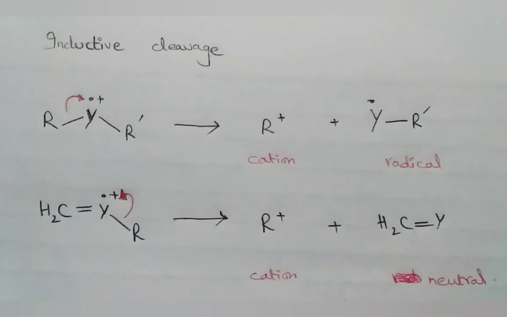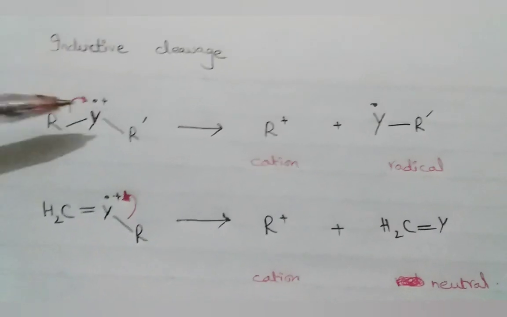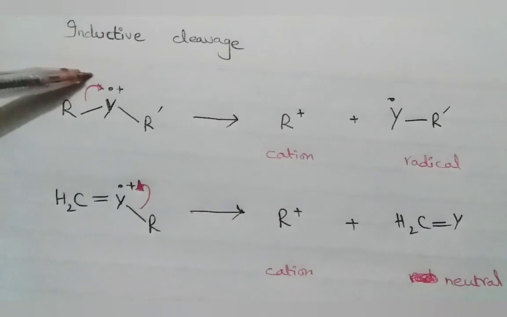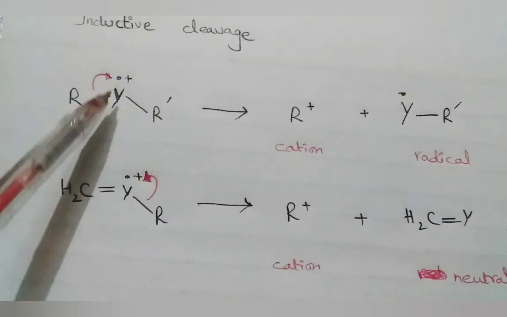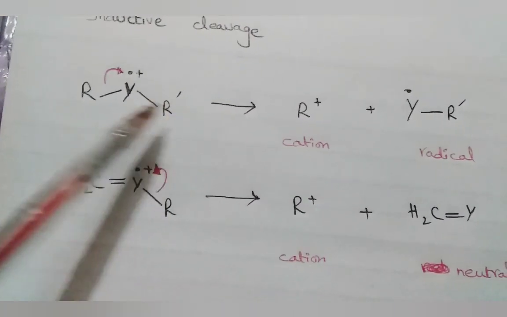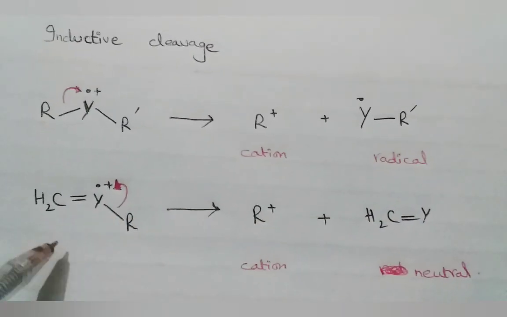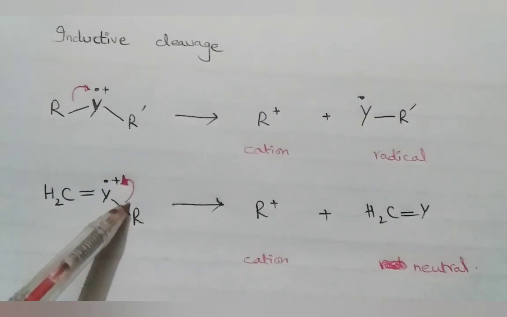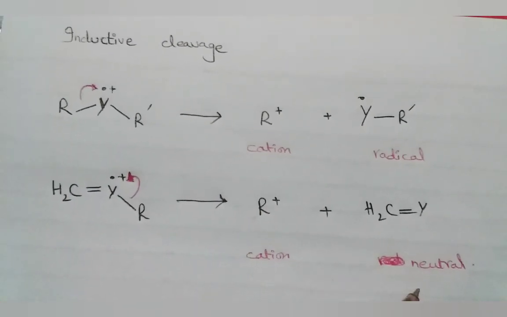Next we will look at the inductive cleavage. This is the example of the inductive cleavage. Here Y is the heteroatom where the ionization occurs, and then the bond next to the heteroatom will break, and we show it with double-headed arrows, and we end with two fragments. One is a cation and the other is a radical, or a neutral fragment. The double-headed arrow shows the complete transfer of the electron pair from the bond. The next example is similar to the first example, where ionization occurs at the heteroatom, then the bond next to it will break, and we use double-headed arrows to show it. We end up with a cation and a neutral fragment.